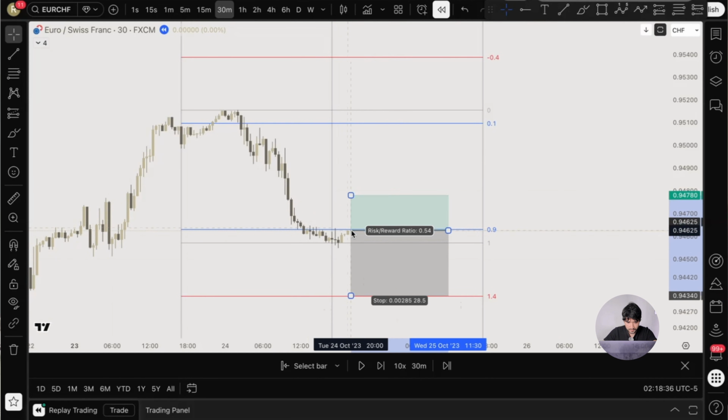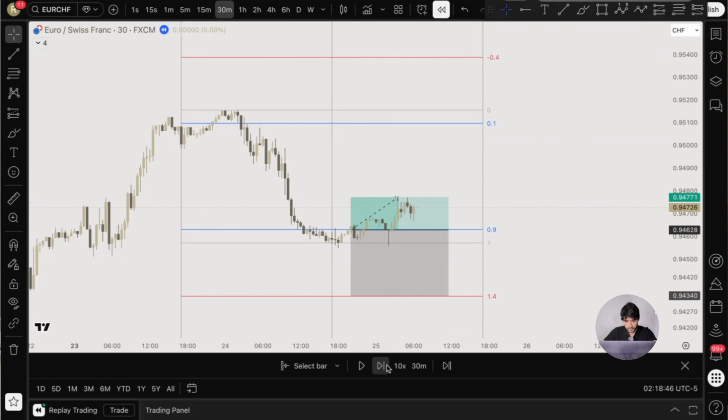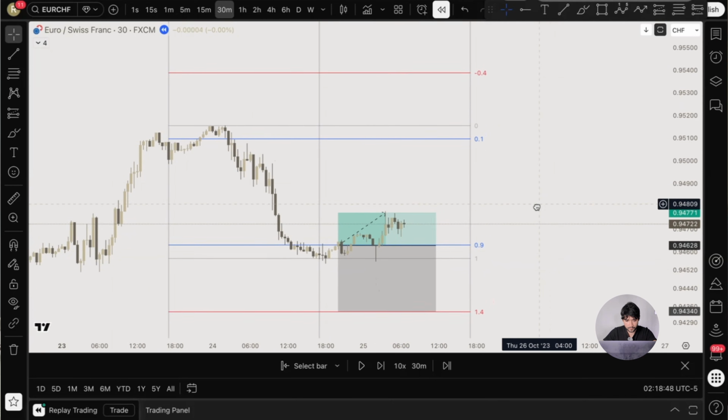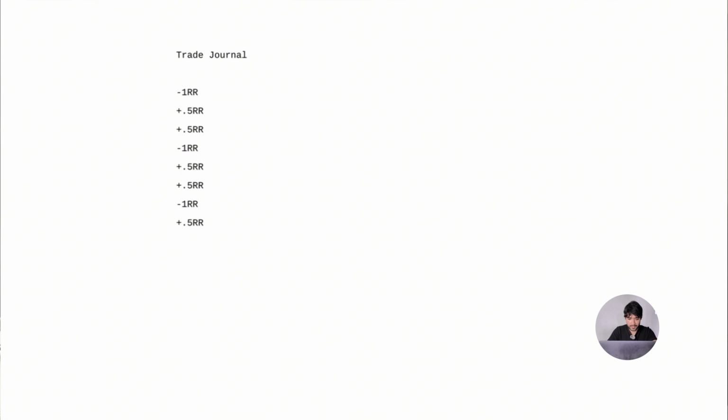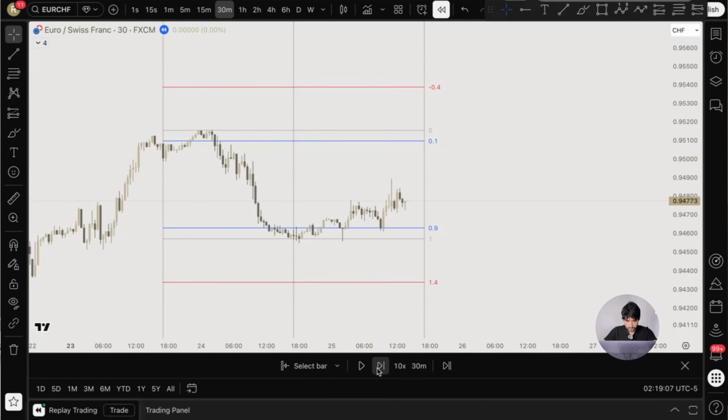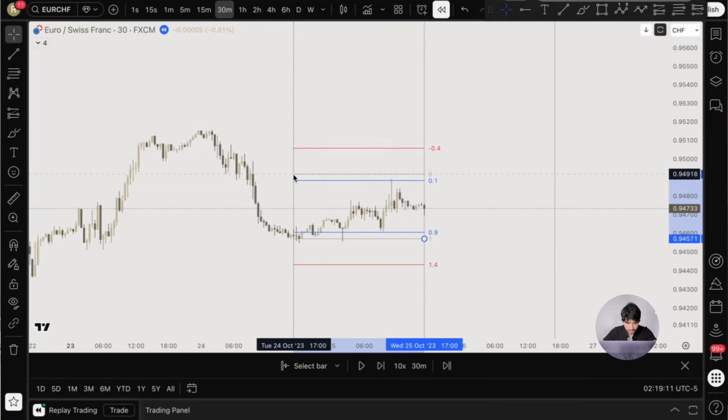Let's go ahead and make sure this is accurate right there. There we go. Okay, that hits our take profit there. Beautiful. Get rid of this on screen. Document a plus 0.5 RR. And we'll adjust our levels as such.